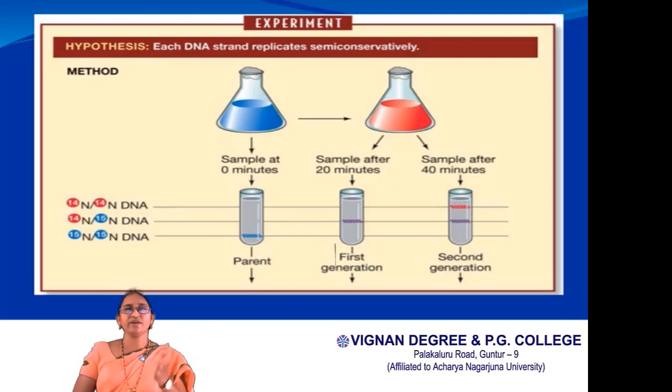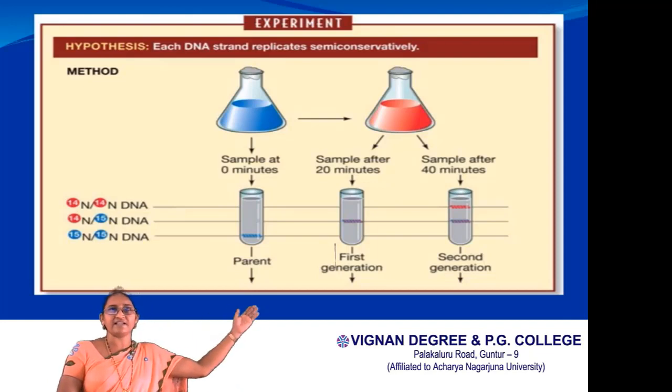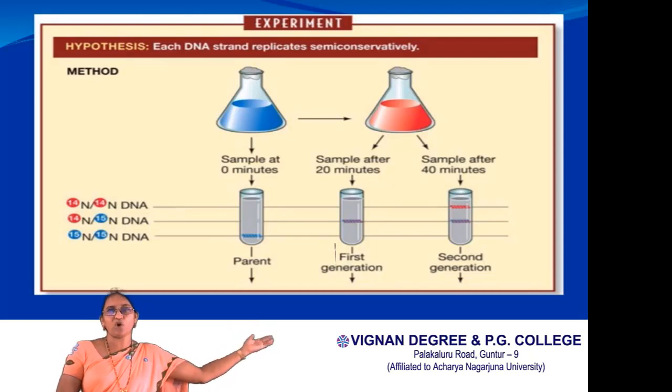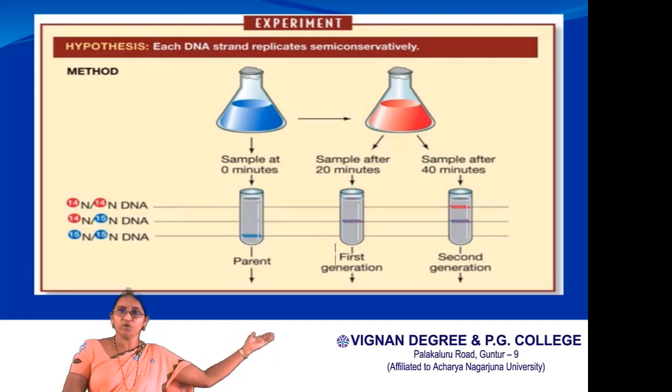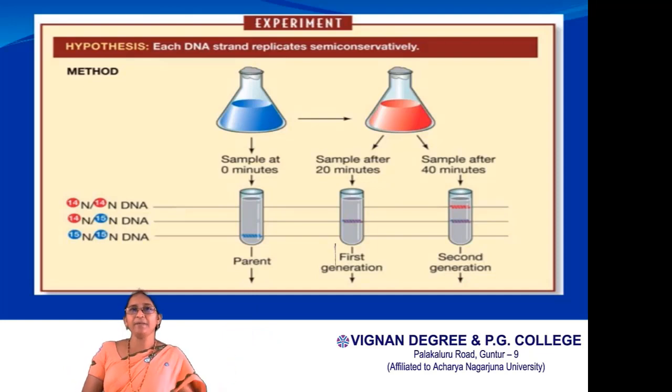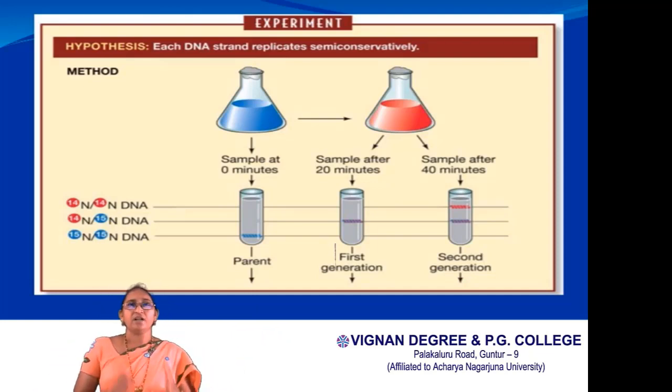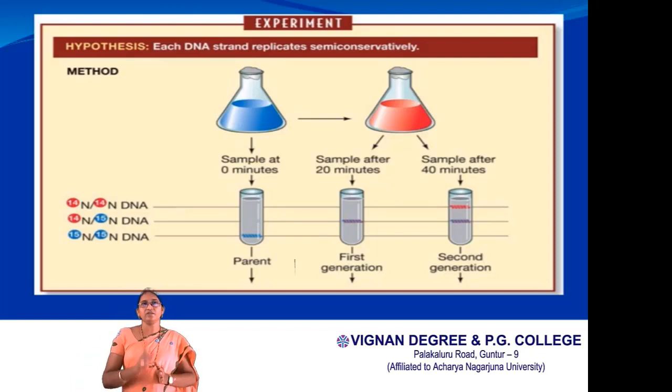After transferring the culture to the second flask, the red color indicates the second flask containing the lightly labeled nutrient broth containing N14 nitrogen. After transferring into this, they collected samples every 20 minutes. Here the 20 minutes is nothing but the complete replication cycle time. So for a cell to divide into two cells, it takes 20 minutes.